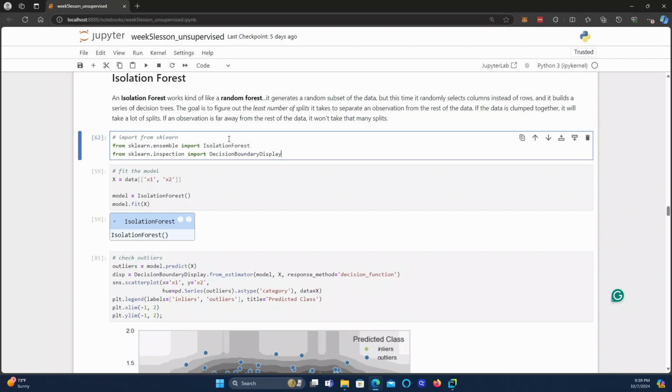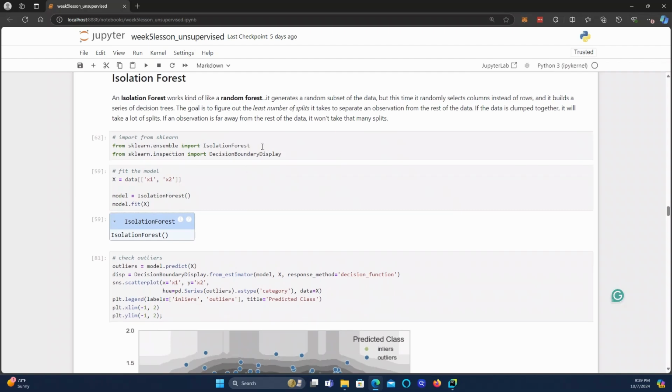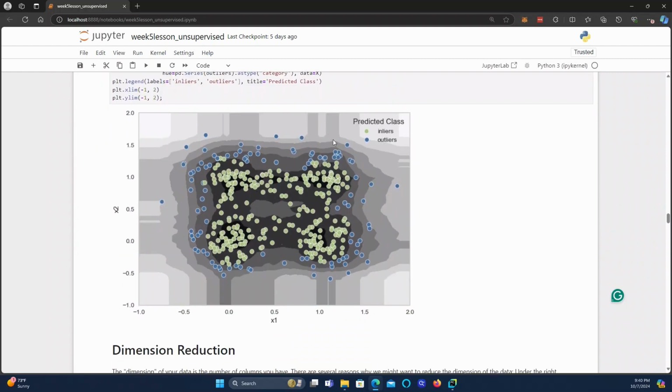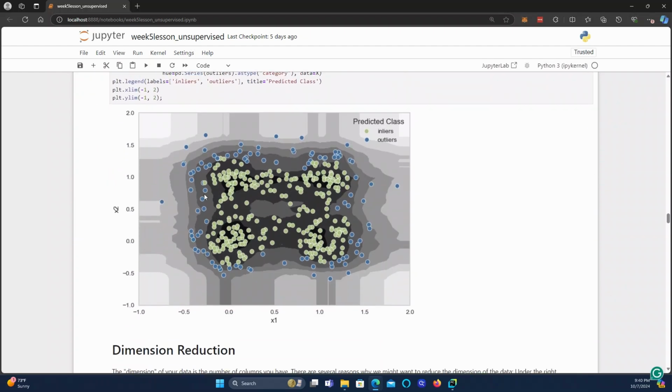And that's how it's going to decide which observations are normal and which ones are anomalies. So here from sklearn.ensemble, I'm importing the isolation forest. I've also imported decision boundary display again from sklearn.inspection. And I've got 2-dimensional data so that we can visualize it with the boundary display. And I'm fitting an isolation forest. Again, this is unsupervised, so there is no Y. It's just model.fit on X. And this is what that particular isolation forest has found on our fake data.